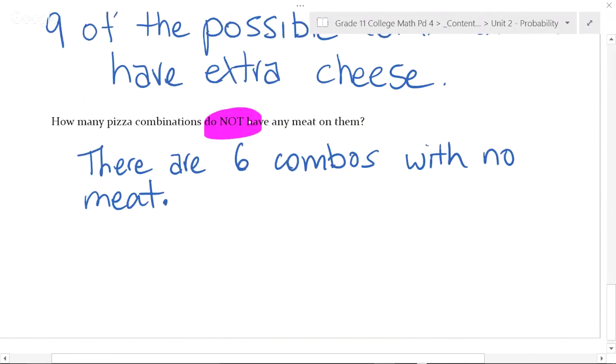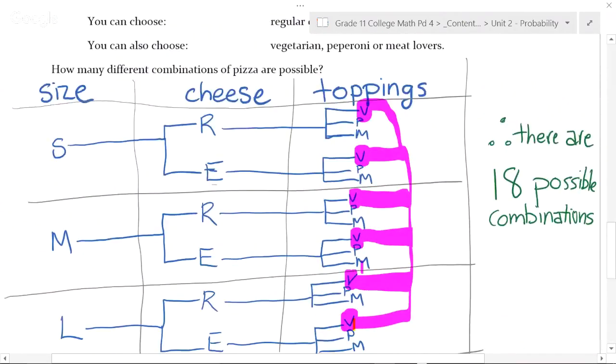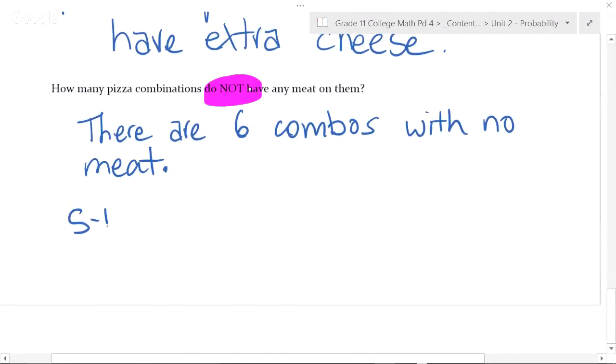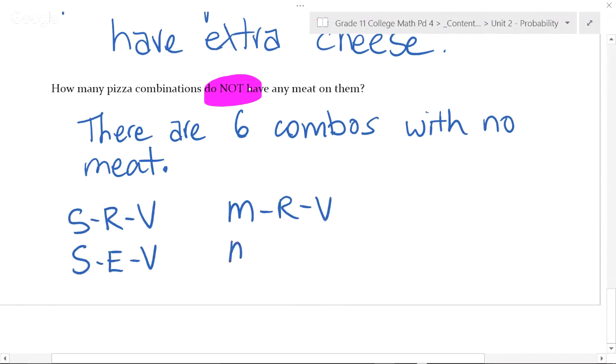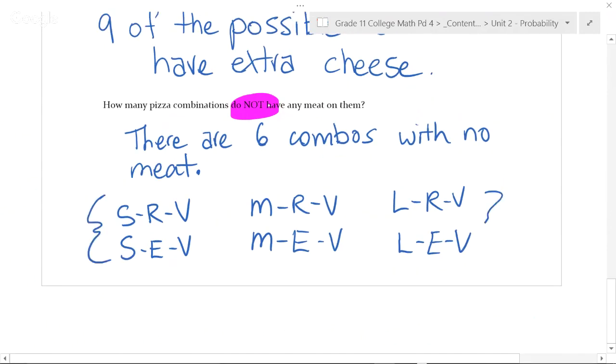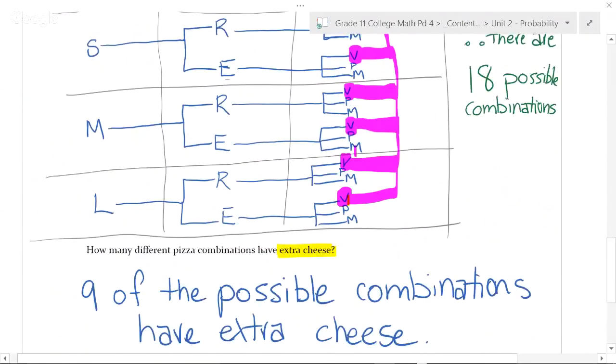And we could list them if we wanted to. You could have a small pizza with regular cheese, vegetarian. A small pizza with extra cheese, vegetarian. A medium pizza with regular cheese, vegetarian. A medium pizza with extra cheese, vegetarian. A large pizza with regular cheese and vegetarian. A large pizza with extra cheese, that's vegetarian. You don't have to list them, but just to show how we would read the chain.